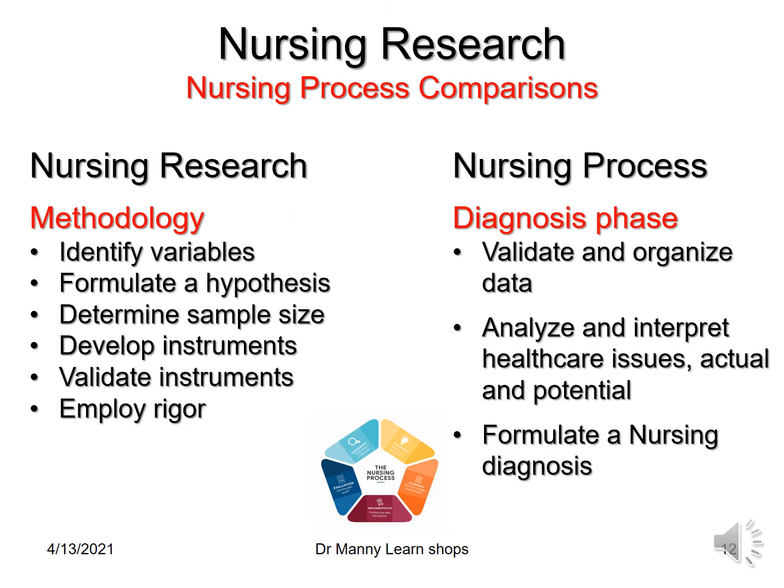Then you've got the nursing research methodology. This is where we identify variables or issues, and we may or may not formulate a hypothesis. This is where we determine our sample size and develop instruments or tools to help us get the information that we want. We also have to validate those instruments, and this is done through employing rigour and trustworthiness, or other terminology which qualitative researchers use as well, which is reliability and validity.